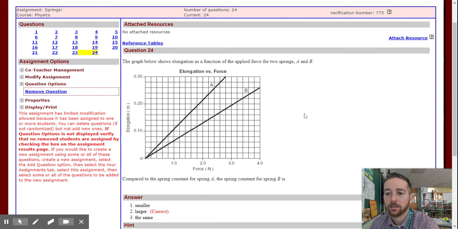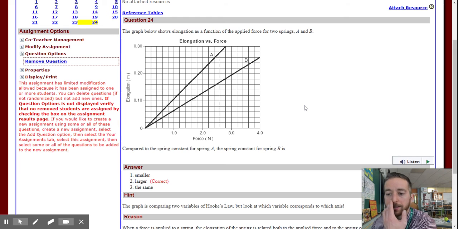And then the last one here, compared to the spring constant for A, the spring constant for B is greater, larger. And this again is the, oh, sorry, yeah, they flipped this. B is larger. You're like, wait, it doesn't have as much of a slope, but that's because they put force on the x-axis. We did it the other way. So take the graph and rotate it like this. Yeah. All right. So again, it has more force per distance. That's what you're looking at.